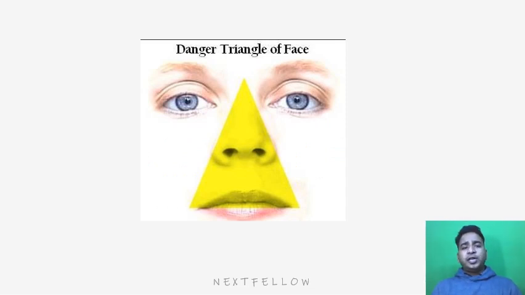Now let's talk about the dangerous triangle of the face, or the dangerous area of the face. So look at this greenish diagram showing the upper lip, the nose, ala of the nose, and the bridge of the nose. This is the area where, if any infection happens, by means of this venous drainage the infection can directly go inside the cavernous sinus.